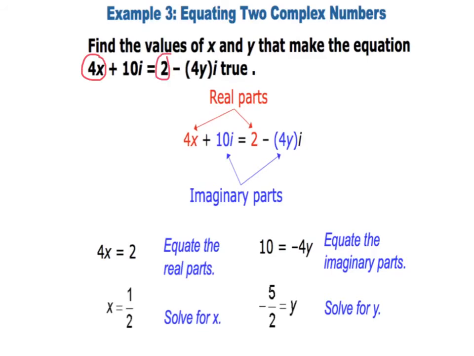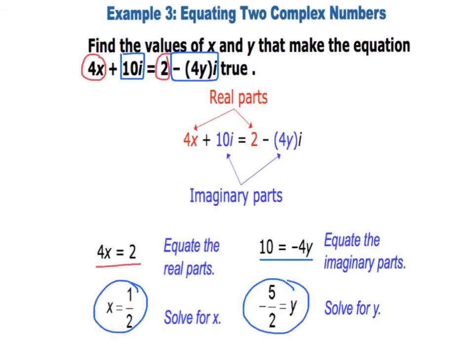So you can simply set 4x equal to 2. And likewise, you can set the imaginary parts, and make sure you get the negative in there, equal to 0 as well. Now, you don't need to put the i there, okay? And that's what I did right here. And then we can just solve in both cases, and I find that x equals a half, and y equals negative 5/2.